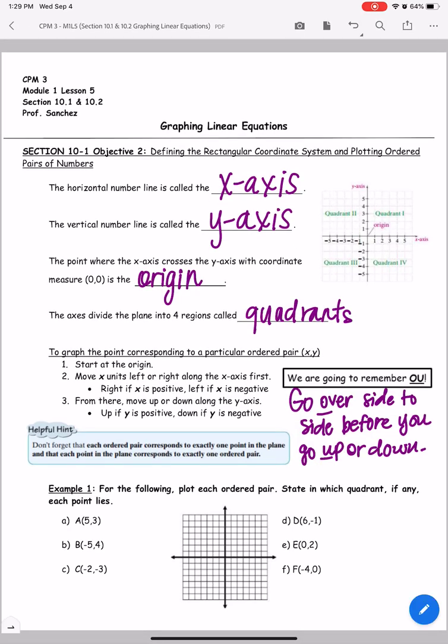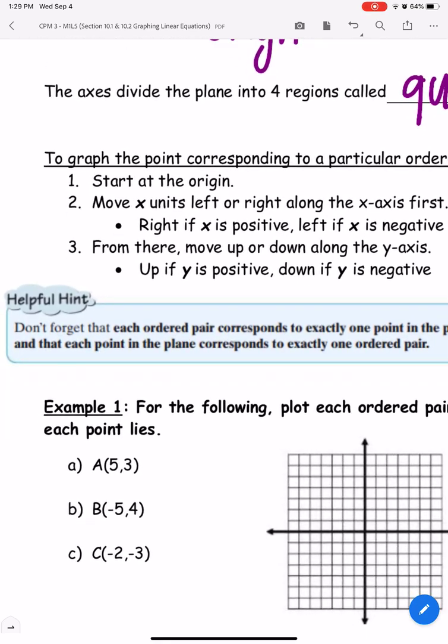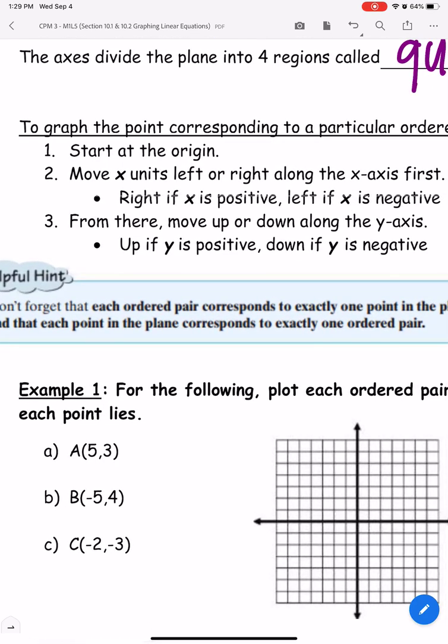So on this first one here, I'm going to zoom in. I really hate zooming in, but I'm going to zoom in here. Example 1 says, for the following, plot each ordered pair, state in which quadrant, if any, each point lies. So we'll start here with A, B, and C.